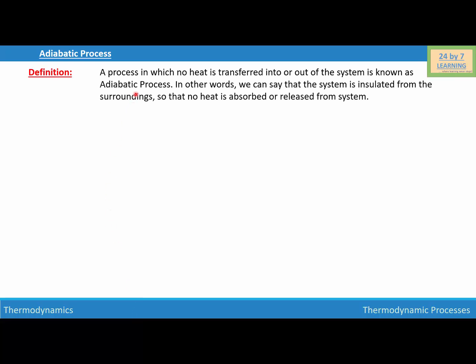Adiabatic process. A process in which no heat is transferred into or out of the system is known as an adiabatic process. In other words, we can say that the system is insulated from the surroundings so that no heat is absorbed or released from the system. In order to explain this, let us consider the picture.